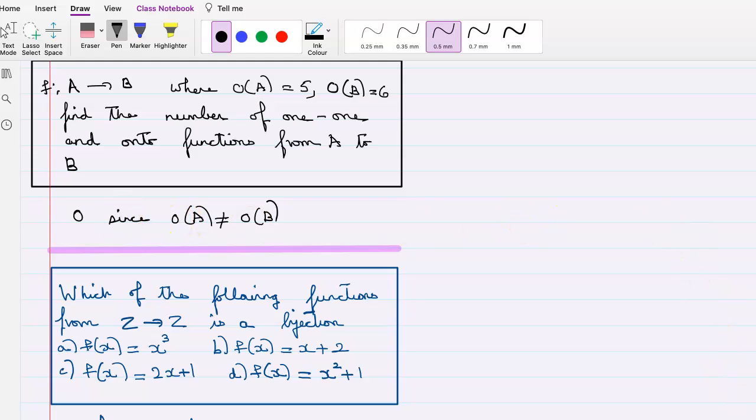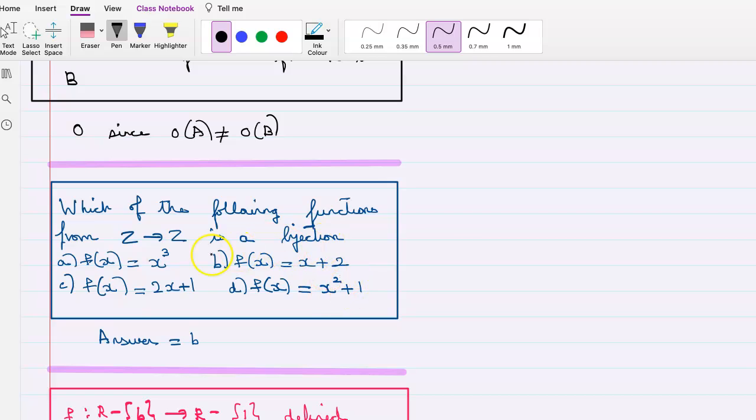Now next question, which of the following functions from Z to Z is a bijection? f(x) equal to x cubed, f(x) equal to x plus 2, f(x) equal to 2x plus 1, and f(x) is x squared plus 1. X cubed cannot be a bijection because when you take the pre-image you may not get an integer. But f(x) equal to x plus 2 is 1 to 1 and onto. And for 2x plus 1 also the pre-image may not be an integer. X squared plus 1 is not 1 to 1 because when I check for injectivity I get x1 equal to plus or minus x2. So your answer is just B.